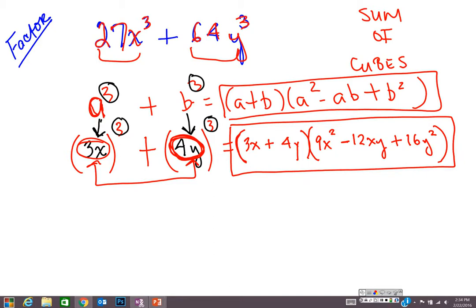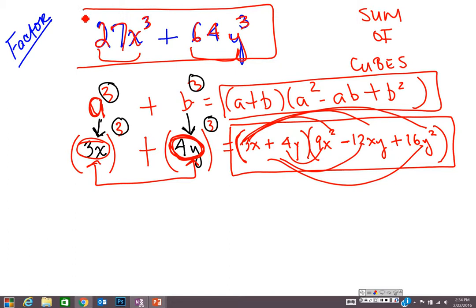video on challenging problems. If you really wanted to check your answer, you could multiply 3x plus 4y times 9x squared minus 12xy plus 16y squared. That will require that you multiply 3x times everything, and turn around and multiply 4y times everything. And then it should turn out that most of your terms will cancel, and you'll end up with the original 27x cubed plus 64y cubed. And you probably can see that a little bit already. 3x times 9x squared, notice that is 27x cubed. So you already have that first term.